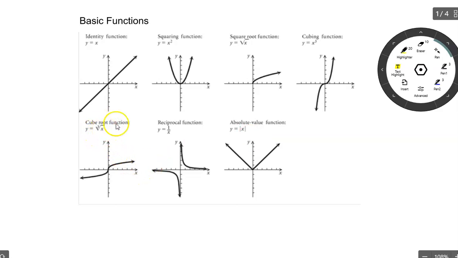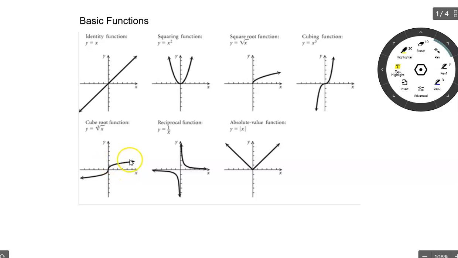Cube root of x. Now that's the opposite of cubing it. So this is saying what number can I take times itself 3 times to get whatever's under the root sign. And so it kind of looks like this x cubed graph turned on its side, and that really is what it is. Those same points that we plotted over here, you can flip the x's and y's and we would plot them here. So cube root of 0 is 0, cube root of 1 is 1, cube root of 8 is 2.